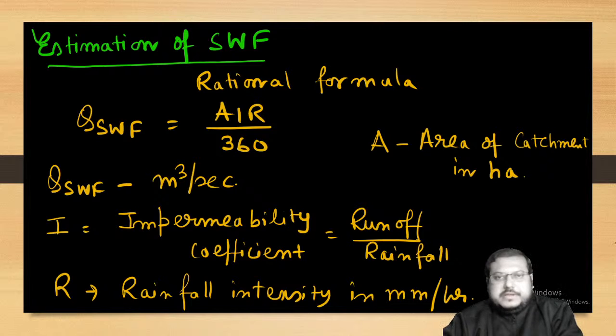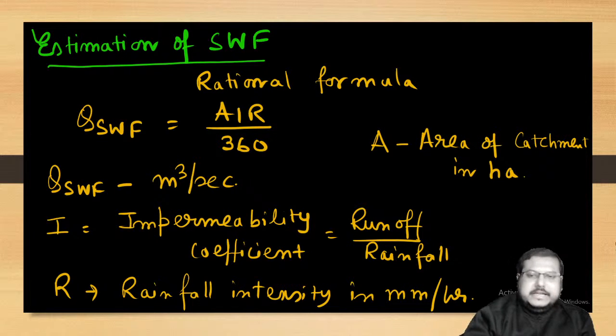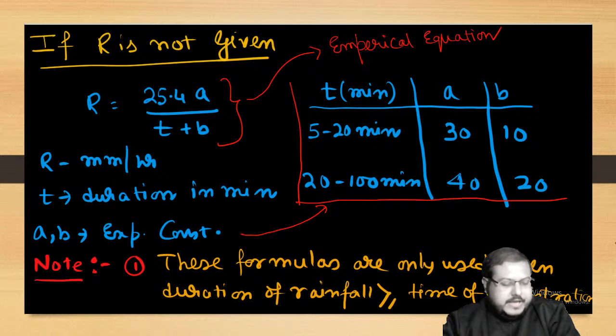We are going for the estimation of SWF, where QSWF equals AIR by 360. That is the rational formula that we know, where A is the area of catchment in hectare and QSWF will be in meter cube per second. I is the impermeability coefficient, which is the runoff to rainfall ratio, and R is the rainfall intensity in mm per hour, where R is given by an empirical equation 25.4a by T plus B, where T, A and B can be defined by a table given here.